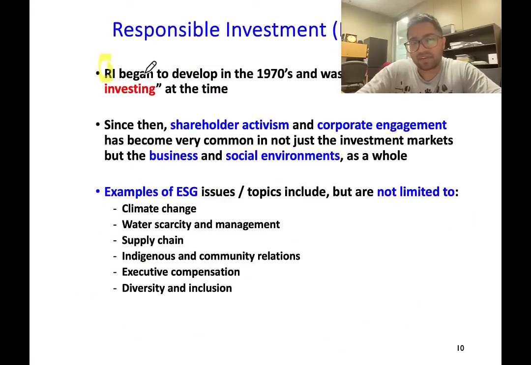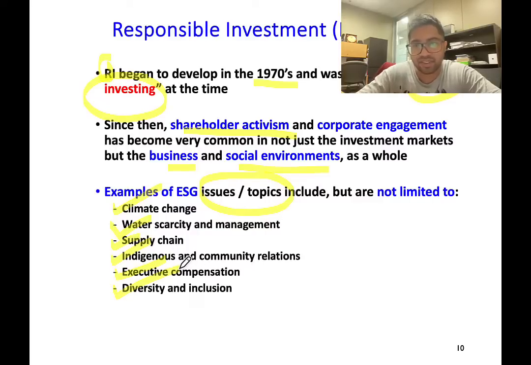RI, responsible investing funds, began to get developed in the 1970s. During that time, it was called ethical investing. Since then, shareholder activism and corporate engagement have become very common in not just investment markets, but the business and social environment as a whole. So they mostly focus on topics of climate change, so companies that are working on the new energy environment, water scarcity and management, sustainable supply chains, indigenous and community relations, executive compensation, right? And companies that focus on diversity and inclusion.